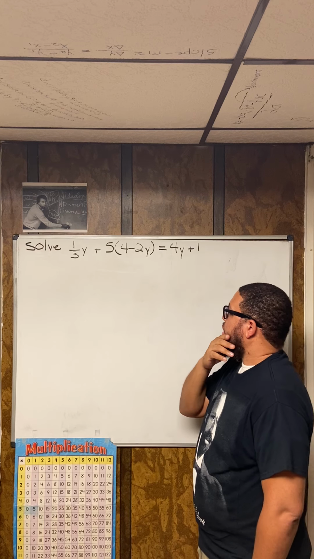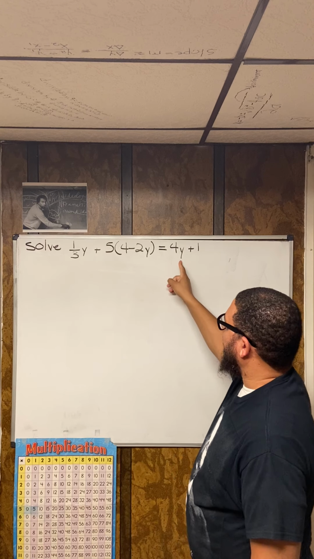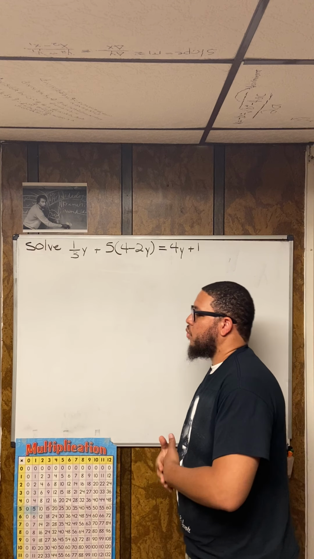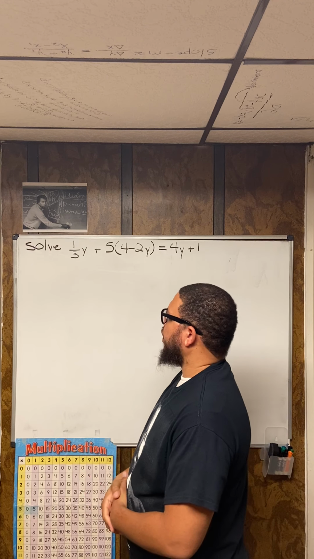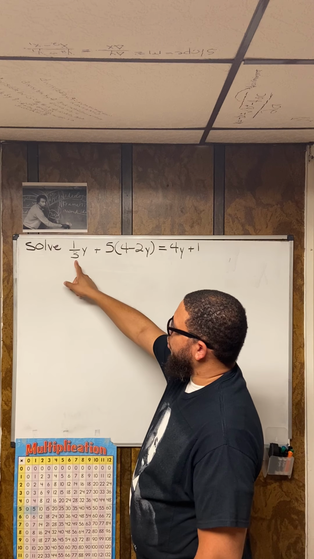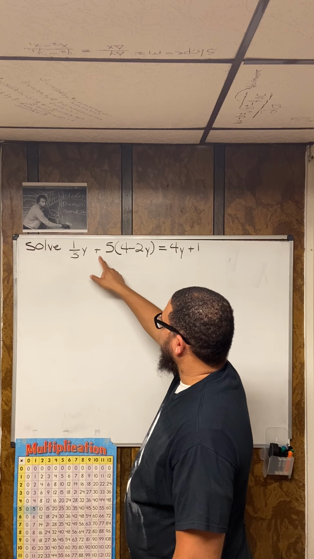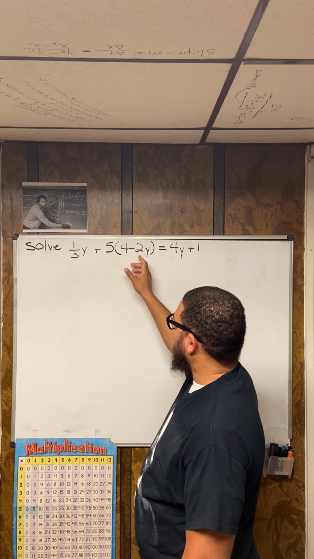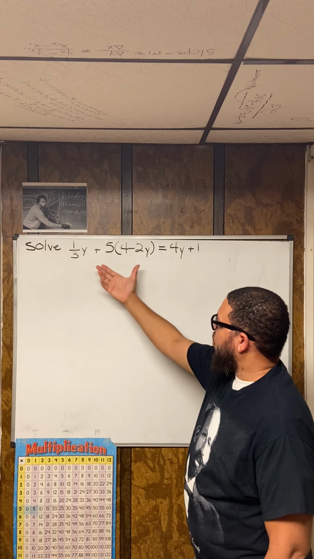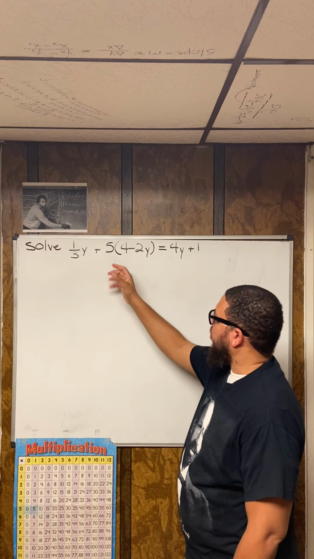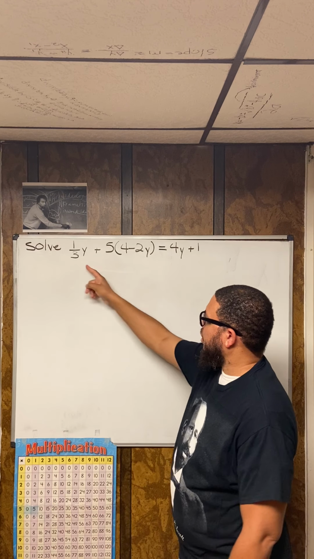All right, so if I was solving for y, even though I have y here and y here, what that means is what number makes this statement true. So we're looking for a number that I can multiply by 1/3, because 1/3 y means 1/3 times y, plus 5 times the quantity of 4 minus 2 times that same number. That would be equal to 4 times the same number y plus 1. That's what we're looking for.